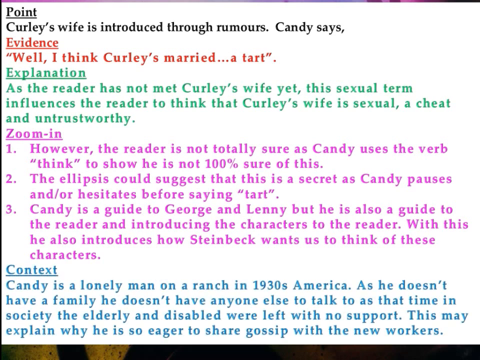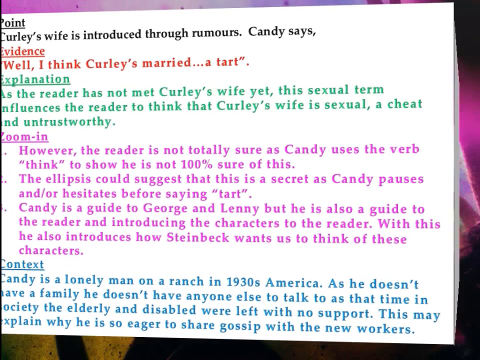And then context: Candy is a lonely man, the ranch in 1930s America. So I'm basically talking about old person's role in 1930s America. As he doesn't have a family, he doesn't have anyone else to talk to, and in that time the elderly and disabled were left with no support. This may explain why he's so eager to share gossip with the new workers. So I'm just saying that the people who were older were left to their own devices and were very lonely. Maybe that's the reason why he's so controversial in his views.